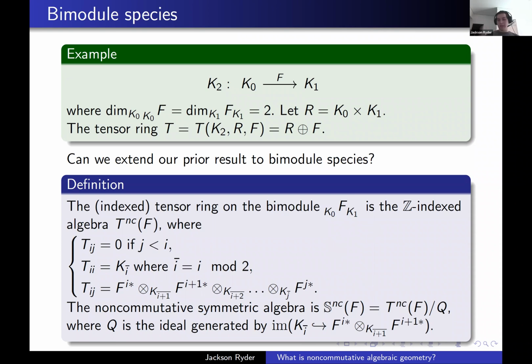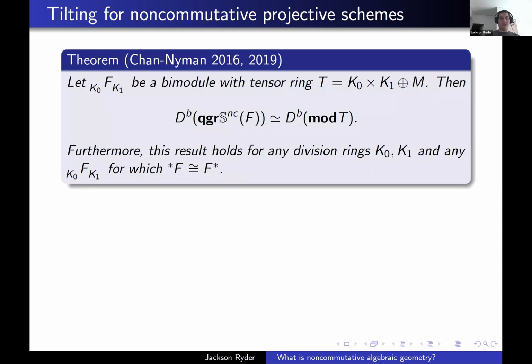So it does at first seem very counterintuitive to have a non-commutative symmetric algebra when the idea of the symmetric algebra is to be commutative. But this actually inherits a lot of the same useful properties that the symmetric algebra has, but for a bimodule now instead of a vector space. And also, we have a version of our tilting result that we had before for these non-commutative symmetric algebras.